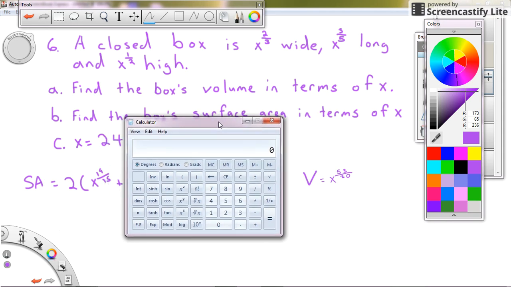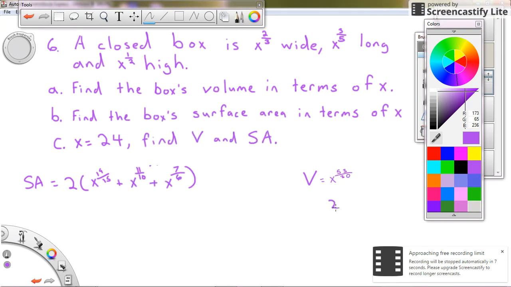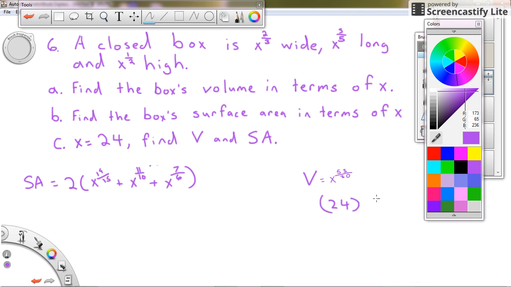Okay, so what I'll do is I'll take 24 and I will raise that with this button here, x to the y. Actually, let's take the 30th root first. So we're going to take the, that's this button here, take the what root? The 30th root. Okay, and then we're going to take that and raise that to the 53rd power. And there's our answer. So 24 to the 53 over 30, and I just substituted 24 in for x.